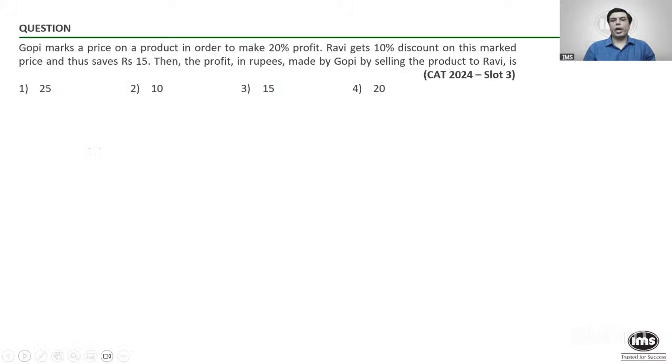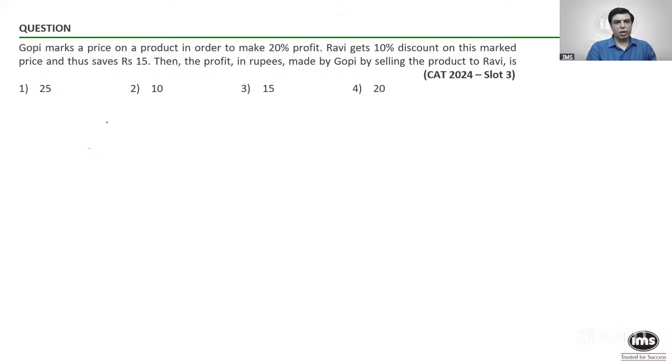And this is from CAT 24, slot 3, which means this is technically speaking the last CAT paper, slot 3 of CAT 24. So Gopi marks a price on a product in order to make 20% profit. Ravi gets 10% discount on this mark price and thus saves 15 rupees. Then the profit in rupees made by Gopi by selling the product to Ravi is how much? Now, there are different ways that you can answer this question.